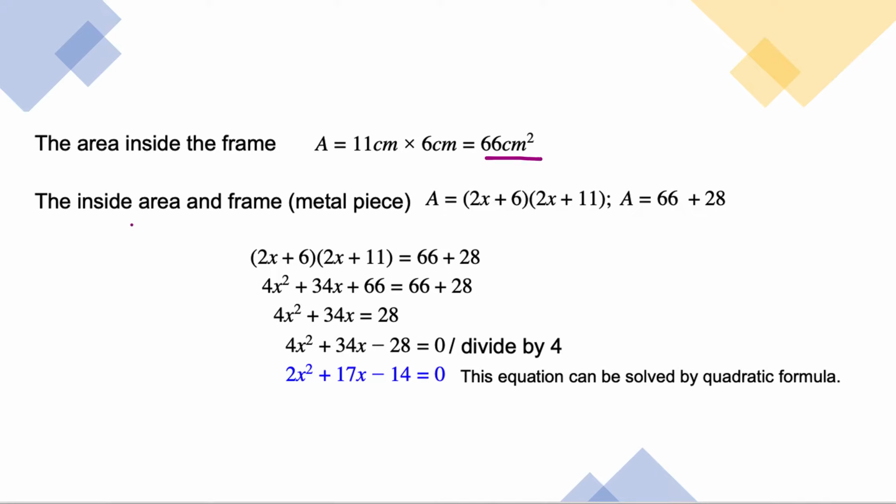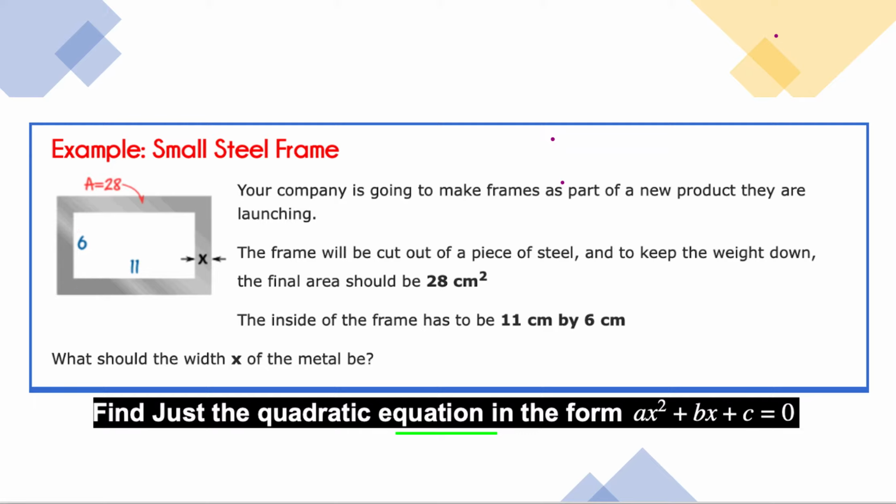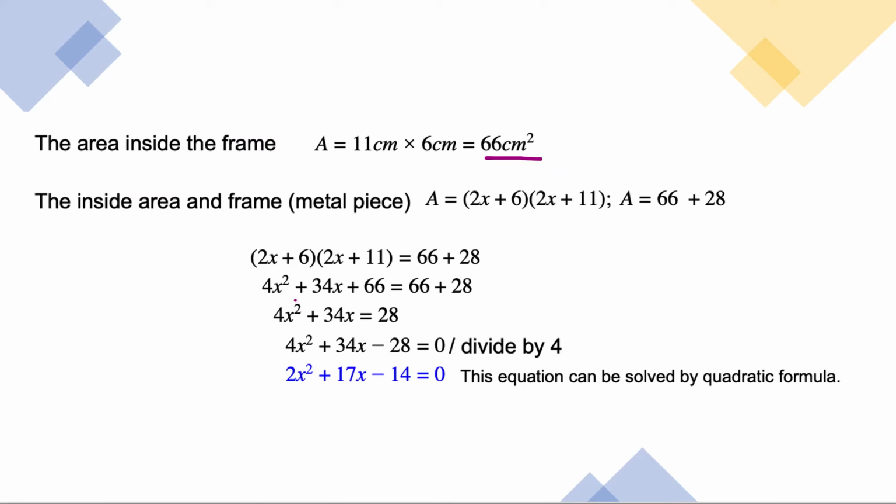Let me go a little bit here. It means x plus x is 2x, plus 11 is the length, and the width is 6 plus x plus x, which is 6 plus 2x, what we already have here. So 2x plus 6 times 2x plus 11 is equal to 66.